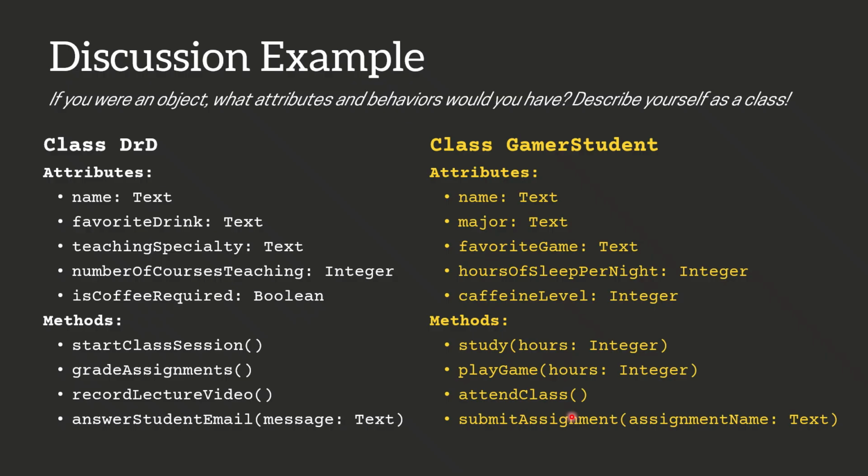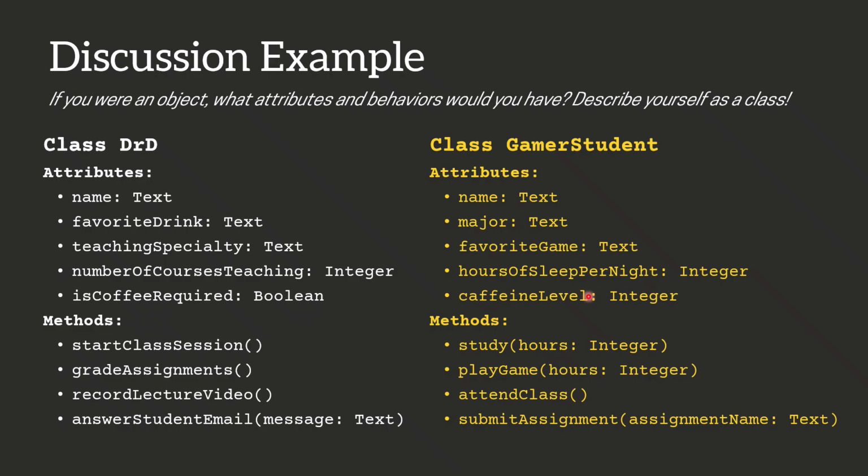Now, in your discussion post, you'll do something similar. I want you to give your class a name. It can be something fun like class night owl or class supermom or class future developer. Then I want you to list your attributes. Remember, these are things that describe you. And then I want you to list your methods. These are things you do regularly.